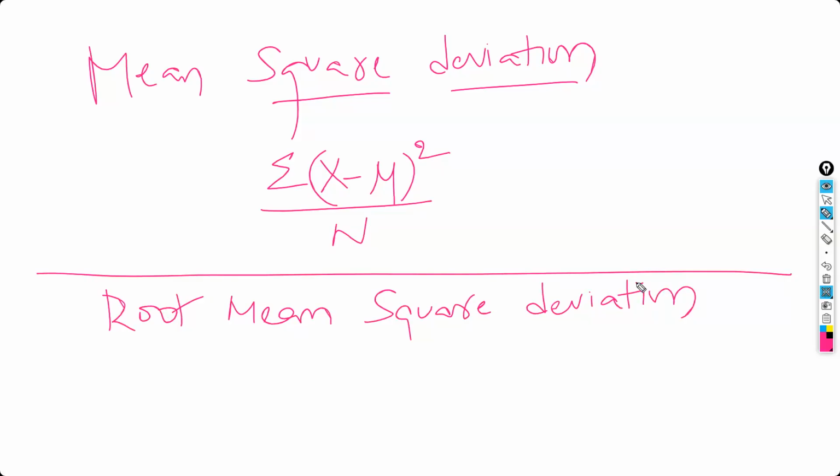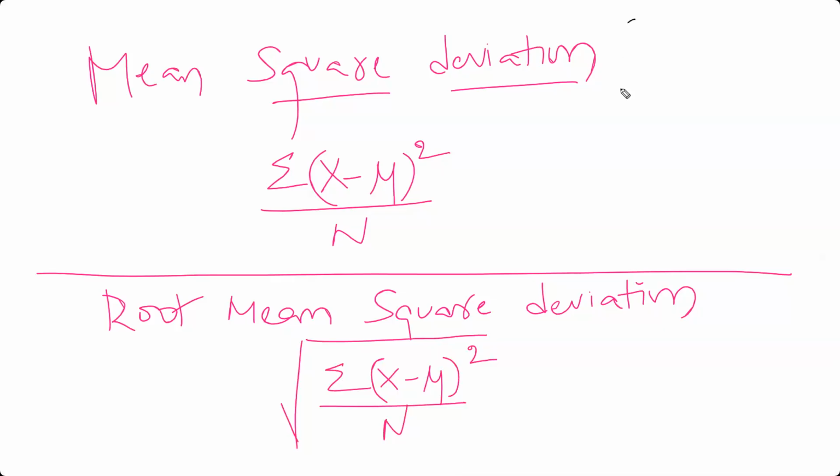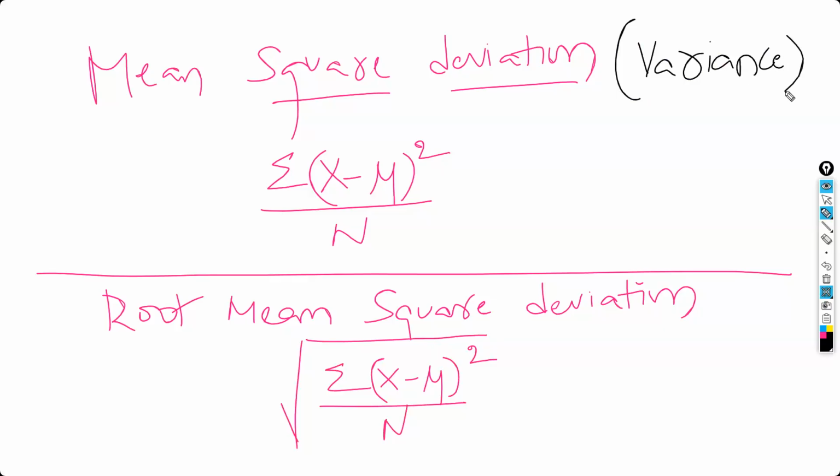Now, how to calculate this one? First, calculate the deviation. After calculating the deviation, calculate the square. After calculating the mean, apply the square root. That is nothing but the root of mean square deviation, root mean square deviation. This is the formula. Mean square deviation is also called variance, and it is given by sigma square. The symbol for variance is sigma square.